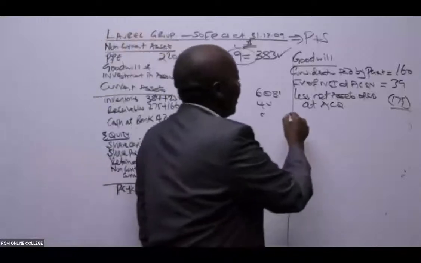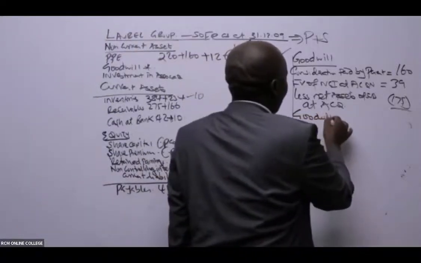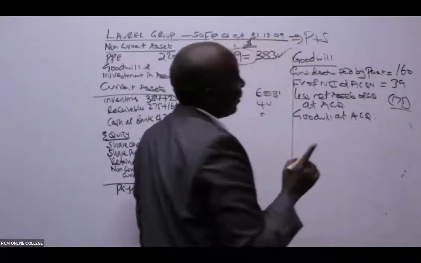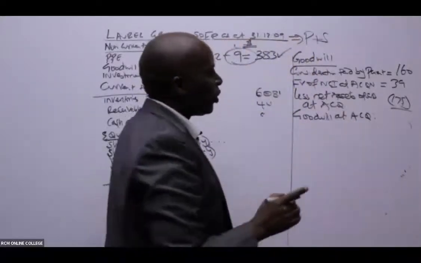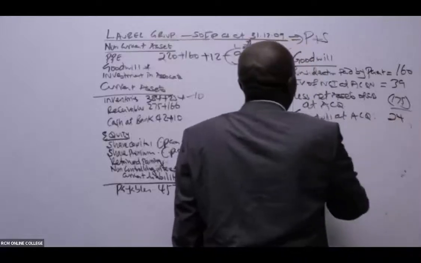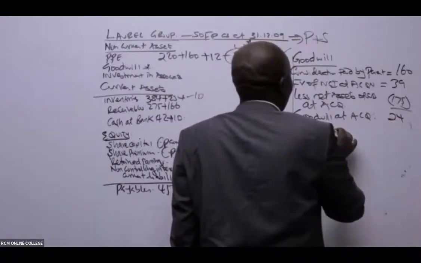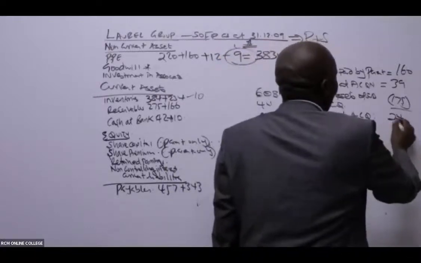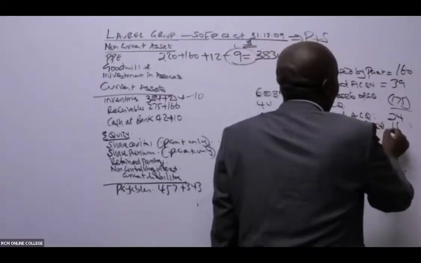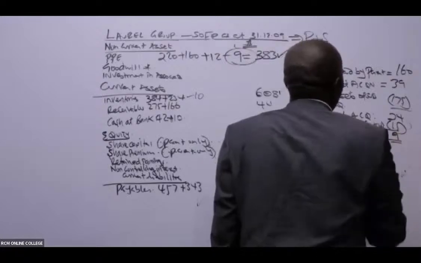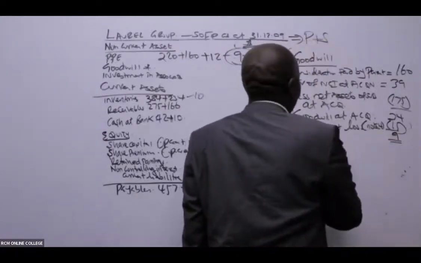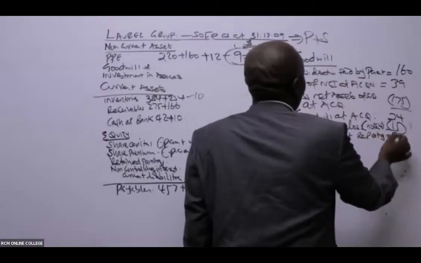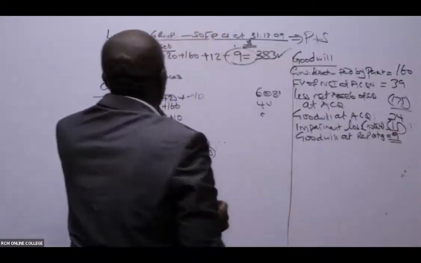Yeah. So come and give us goodwill at acquisition. So you take 160 plus 39 minus 175. So 24. Do we have any impairment loss? 15, it's given. So you subtract, you get 9. So this is goodwill at reporting. So goodwill at reporting is 9.